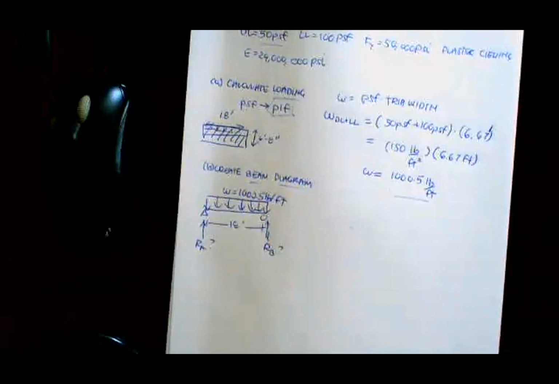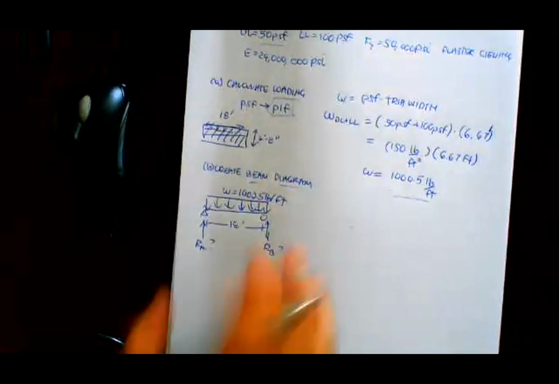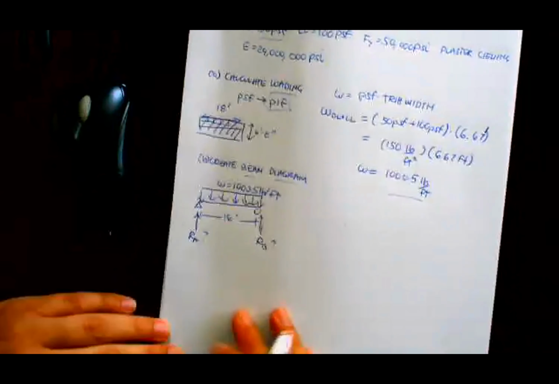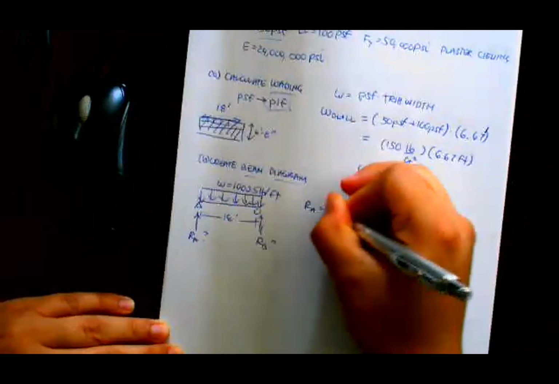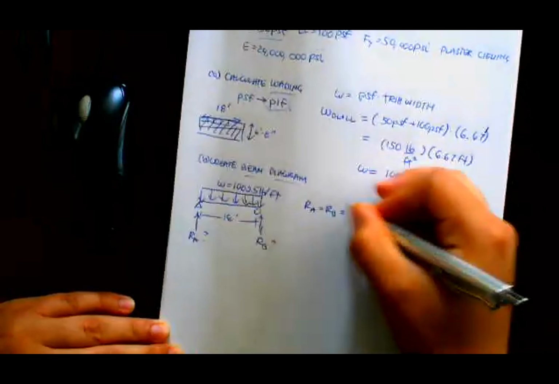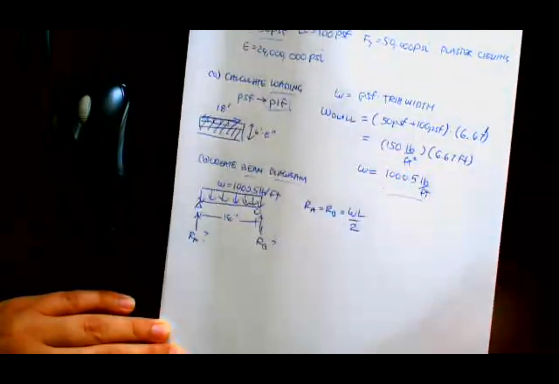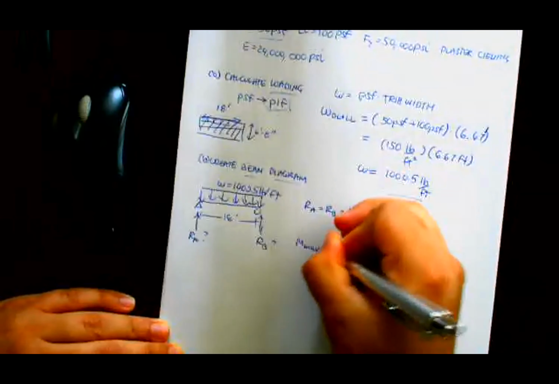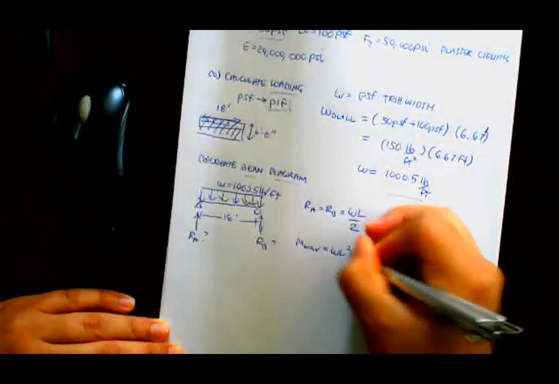Is there a fast way to calculate RA and RB? From our previous lesson, how could we solve this quickly? Two lessons ago, we learned about the static equilibrium equations, but in this last lesson, we learned there's a much faster way. There's a shortcut method. The shortcut method tells us that RA is equal to RB, which is equal to WL over 2. We also learned that the max moment is equal to WL squared over 8.